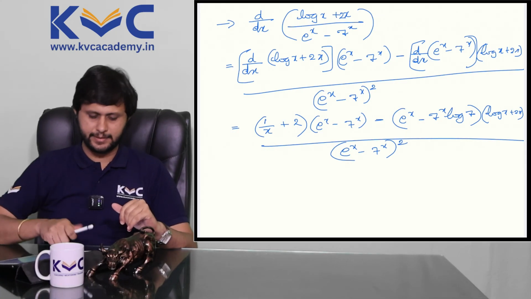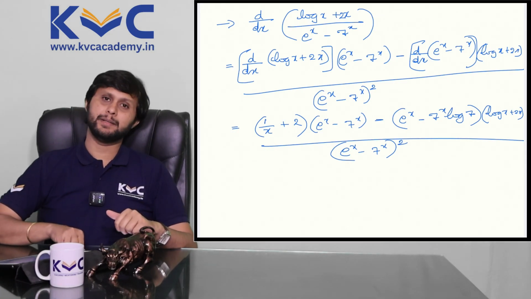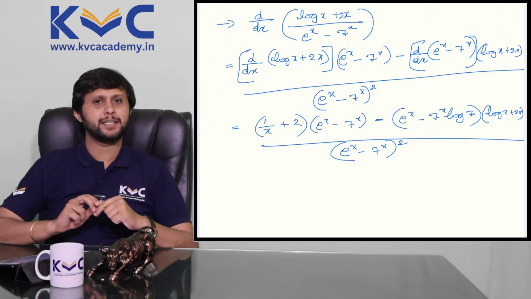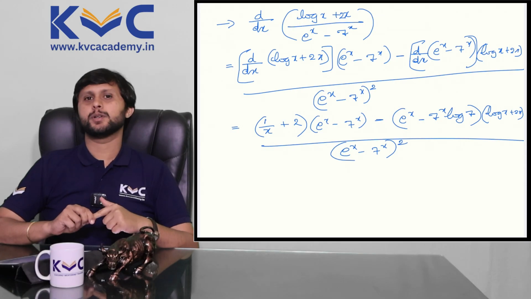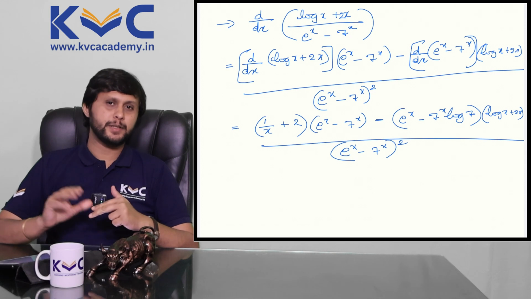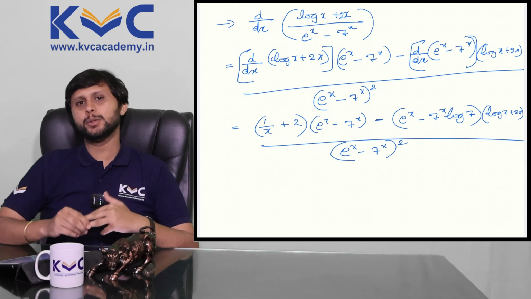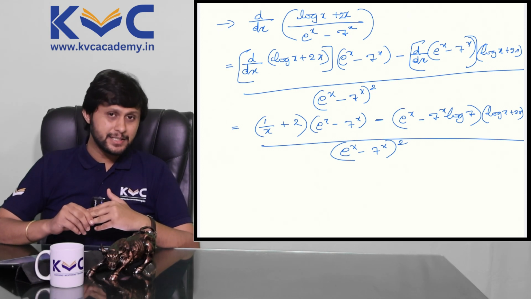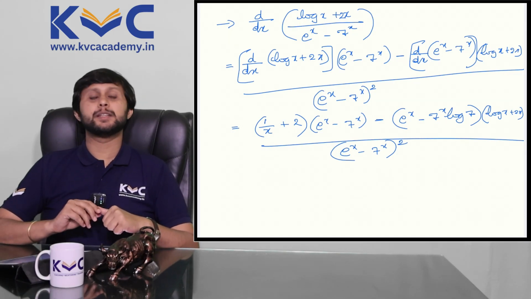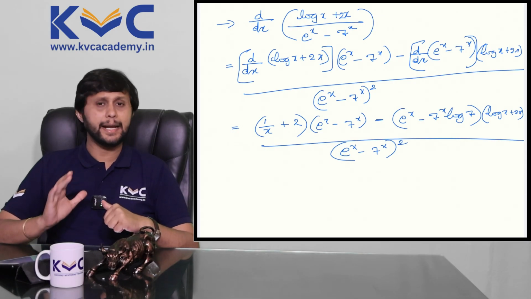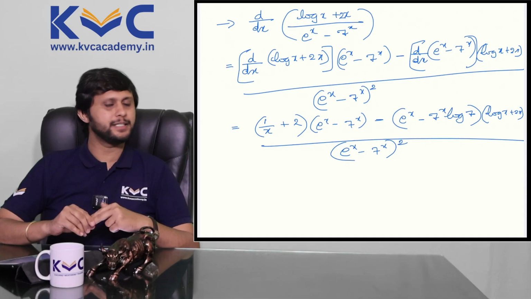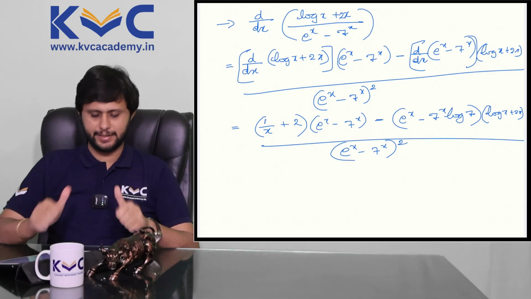Fine, let me not keep it on the screen. We'll start with x to the power n: n into x to the power n minus 1. Differentiation of x equals 1. Differentiation of 1 by x, we get minus 1 by x squared. Differentiation of root x, 1 by 2 root x. Differentiation of log x, 1 by x. Differentiation of e to the power x, e to the power x. Differentiation of a to the power x, a to the power x log a. Differentiation of a constant is 0. Correct? Yes, we can do it.